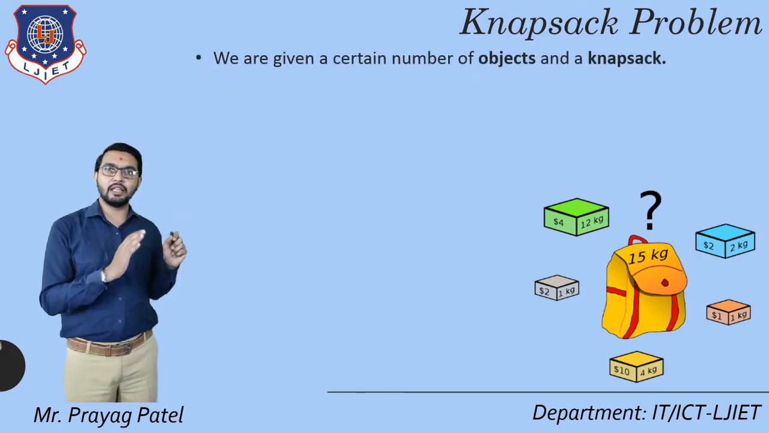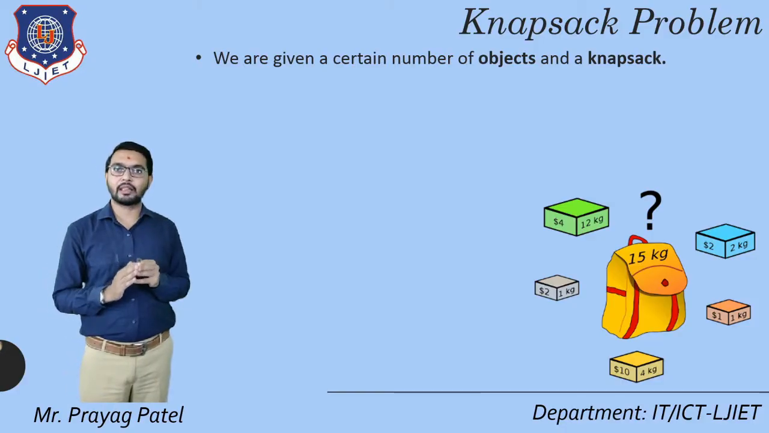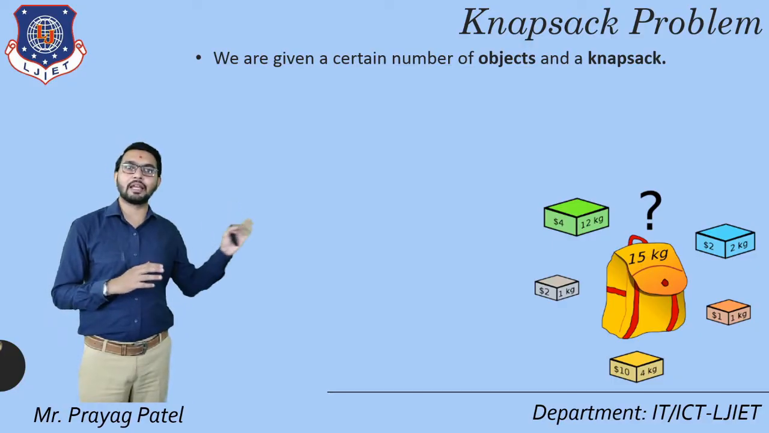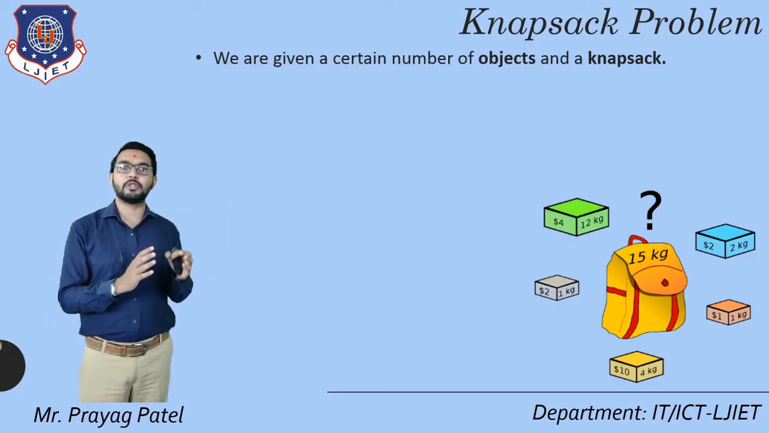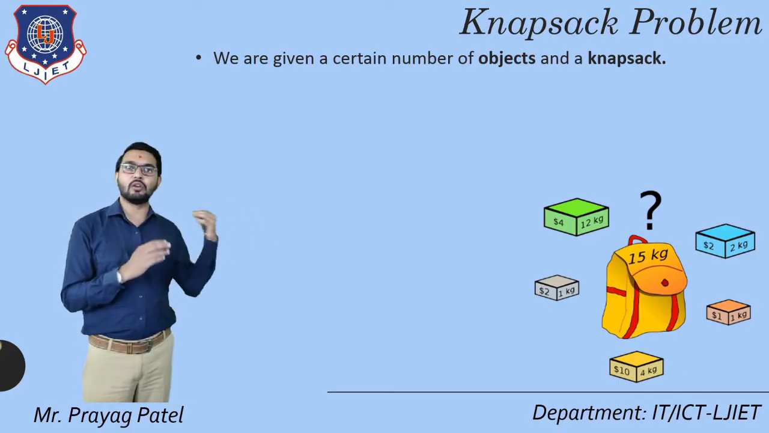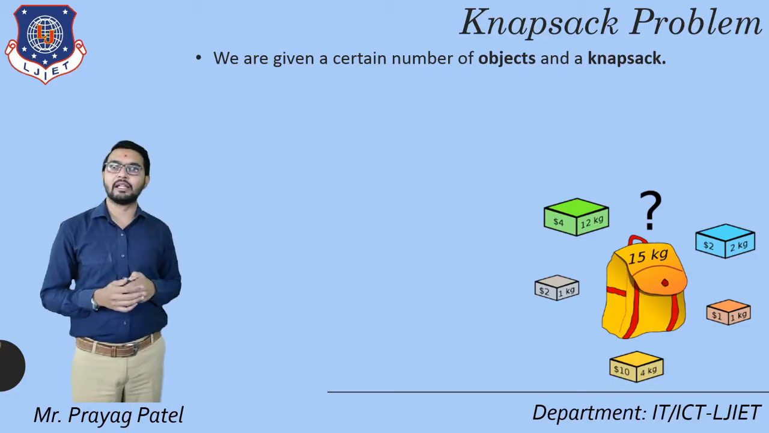Now consider in this problem using the backtracking method, many objects are possible. Means for the 12 kg object, you have many objects of 12 kg. Then consider the 2 kg object, second object as 2 kg. Then many 2 kg objects are available like this.